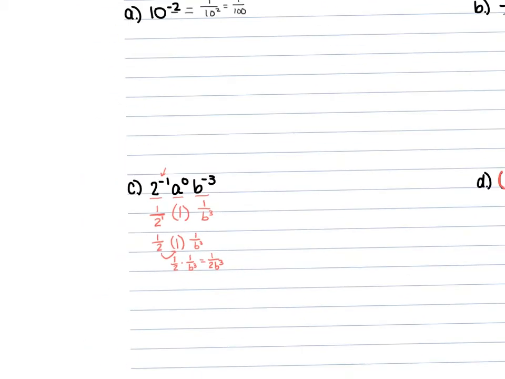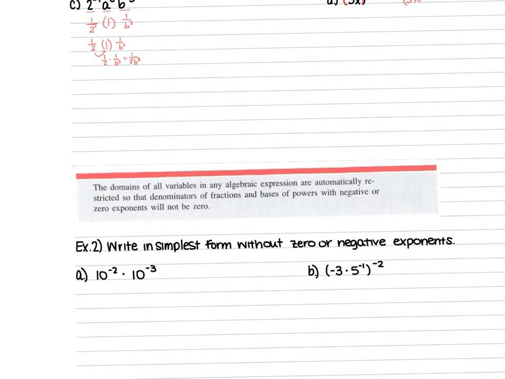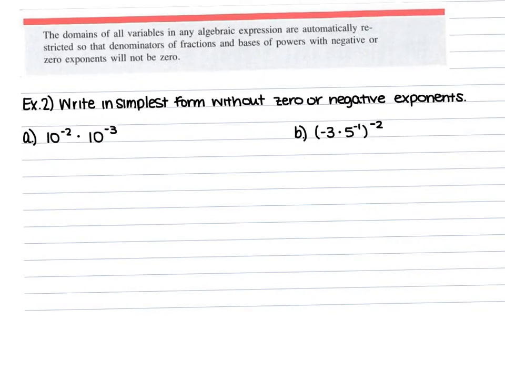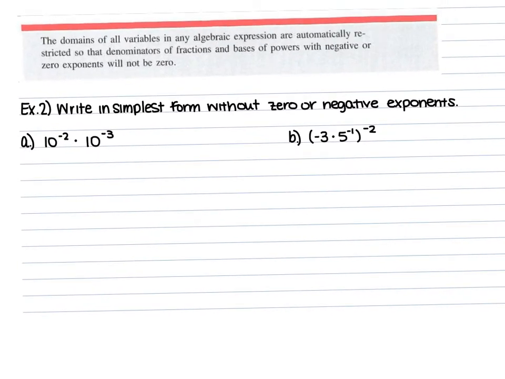All right, so we already did D, so we're going to move down just a little bit here to A in the next section. And it says they want us to write these in simplest form without 0 or negative exponent.